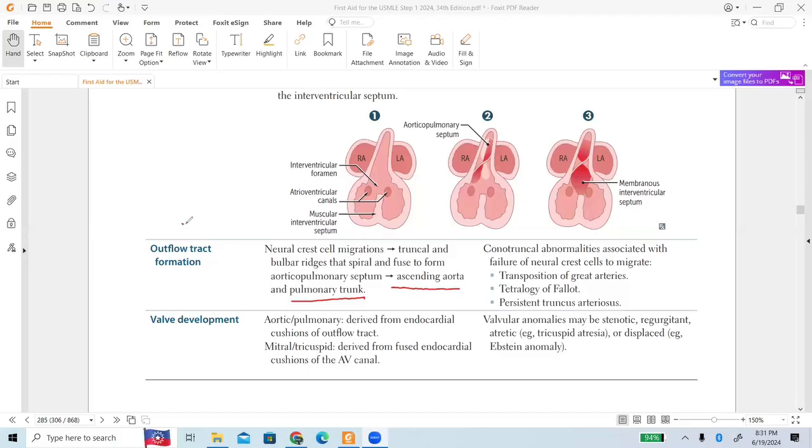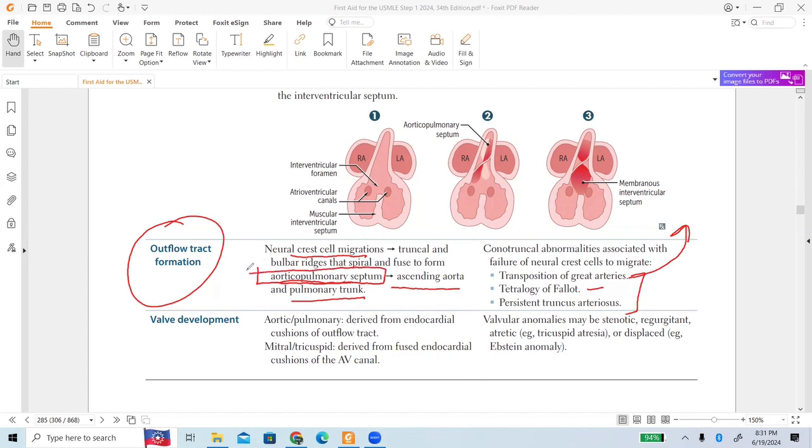So outflow tract formation is important. Neural crest cell migration leads to the formation of this septum. This septum leads to the ascending aorta and the pulmonary trunk, right? So if this migration of neural crest cells does not take place, it will lead to the pathologies: transposition of the great arteries, tetralogy of Fallot, persistent truncus arteriosus. So what happens in persistent truncus arteriosus? The formation of this septum does not take place.